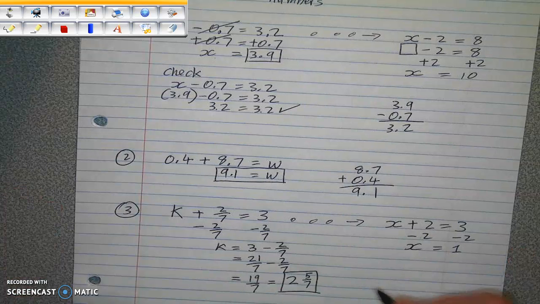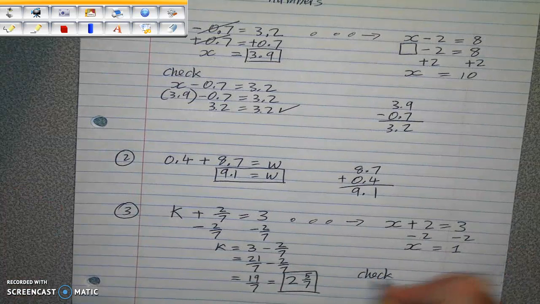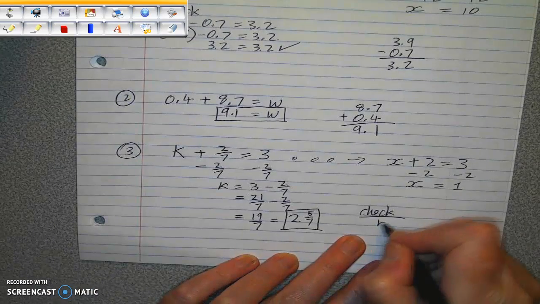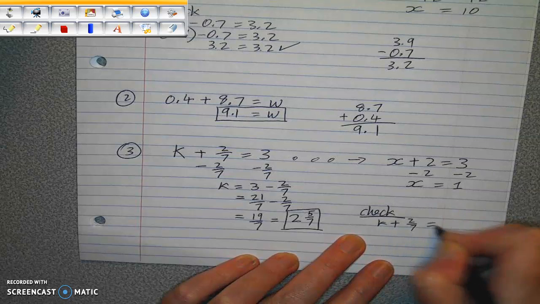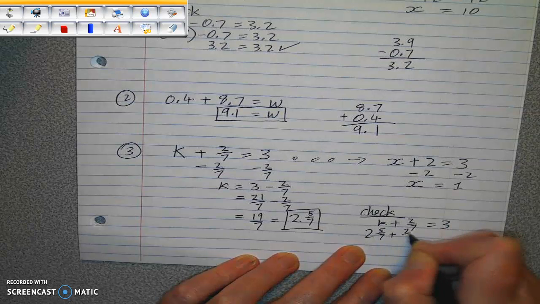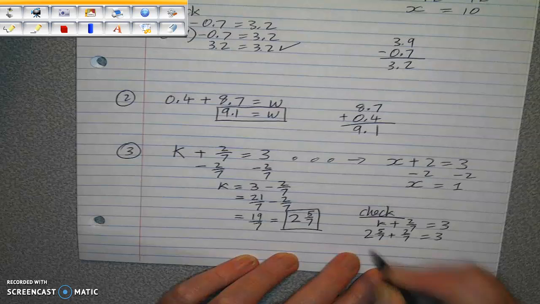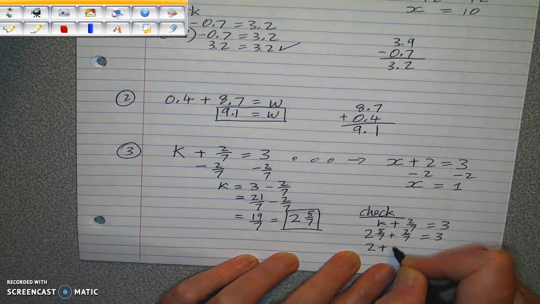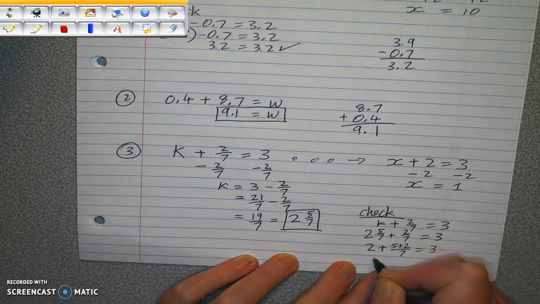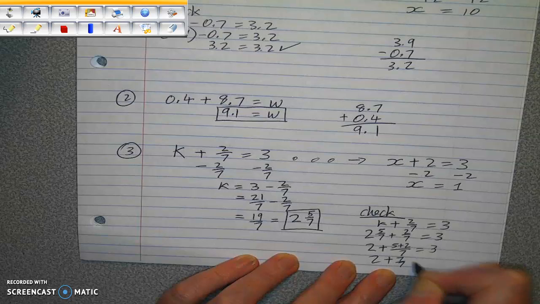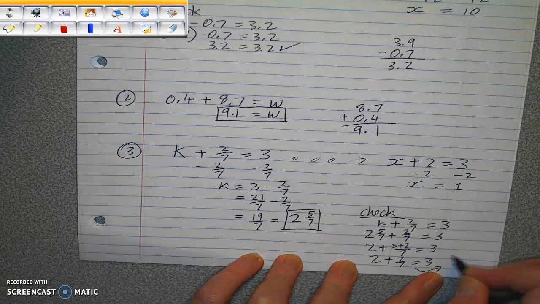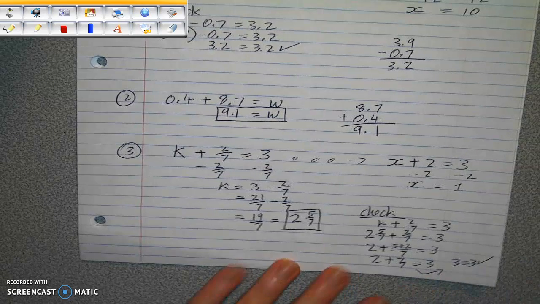You can substitute back in to check. So here's my check. So k plus 2/7 equals 3. So 2 and 5/7 plus 2/7 equals 3. So that would be 2 plus 5 plus 2 over 7, which is 2 plus 7/7. And that would be correct. Sorry, I'm right down at the end of my page, but that would be 3 equals 3, which checks out correctly.